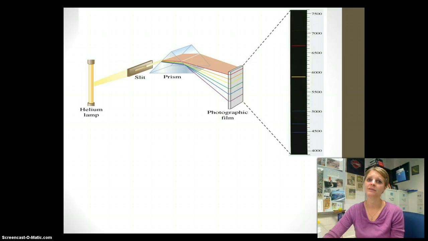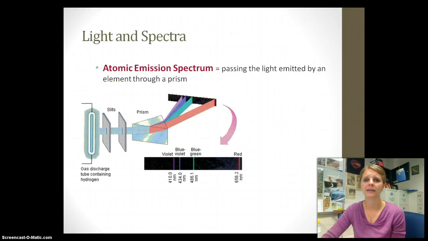This has got to be indicative of what the helium atom looks like. And that's his experiment. His experiment is called the atomic emission spectrum. That's when you can pass light that's coming from some sort of element source through a prism, and you can see only certain bands of color. This is his experiment.